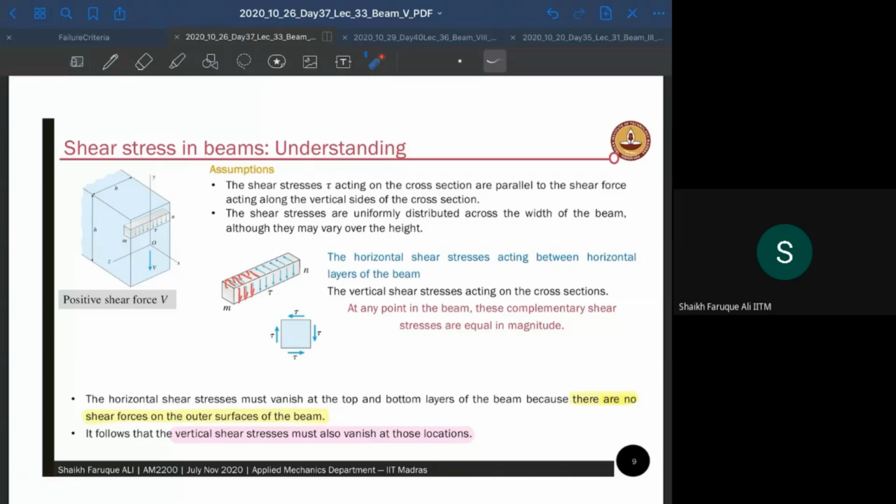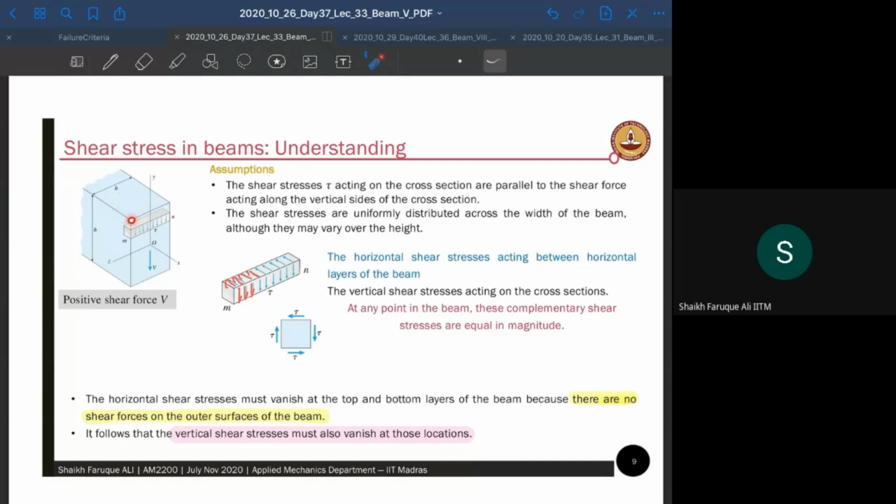So vertical shear stresses must also vanish at certain locations. Now on this surface, there is no shear stress acting, right? There is no force grazing the surface. There are normal forces, transverse forces, but no force that acts along the surface like this. Therefore, at the free surface on the top as well as the bottom, your shear stress is going to be equal to 0 because there is no external shear stress acting on the surface.